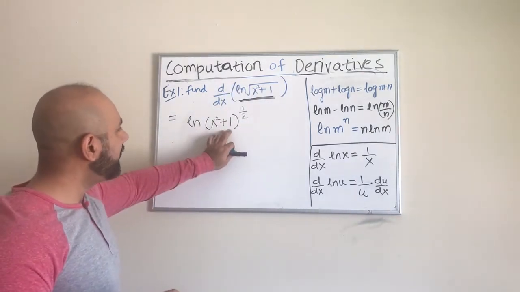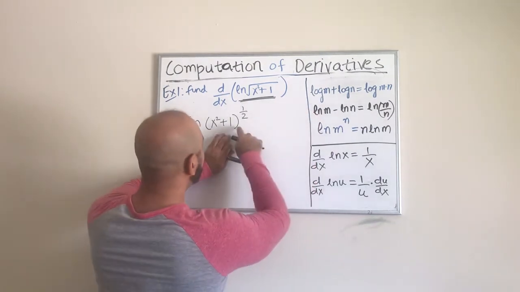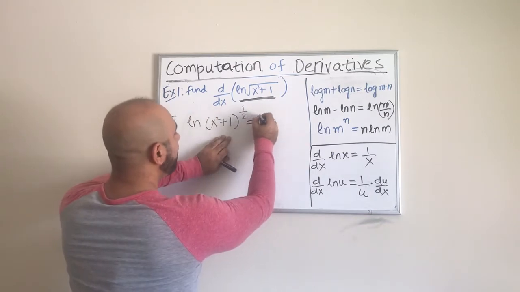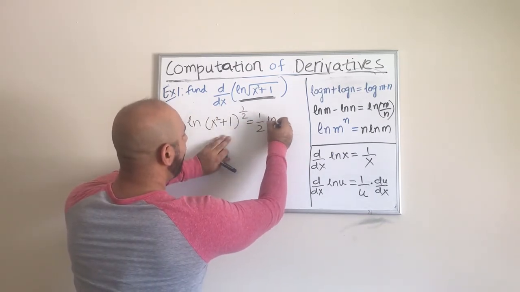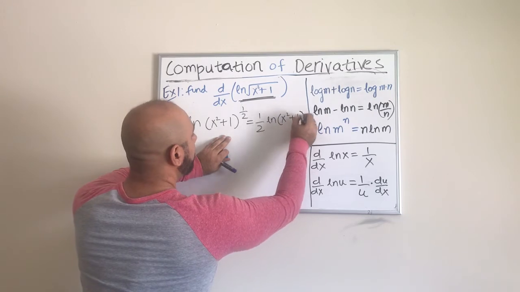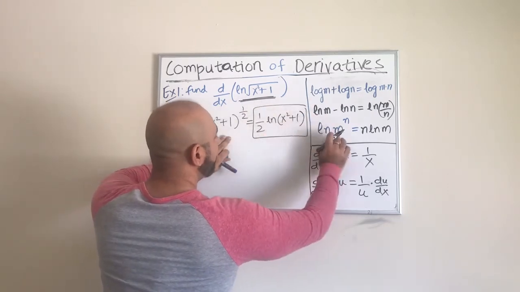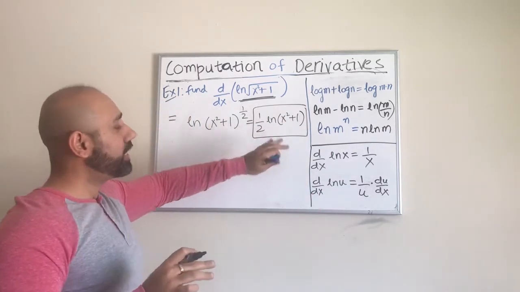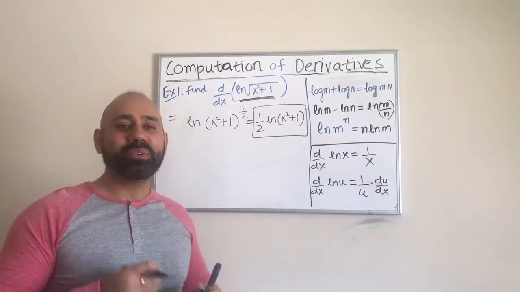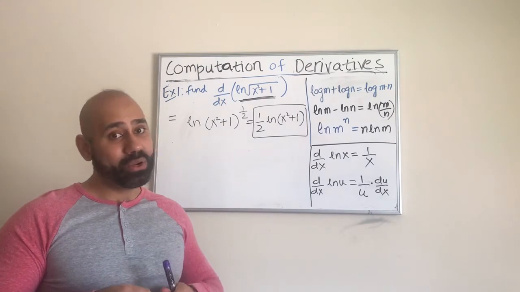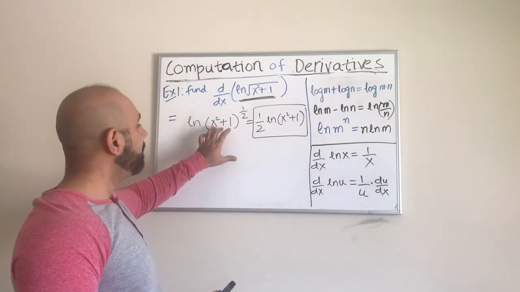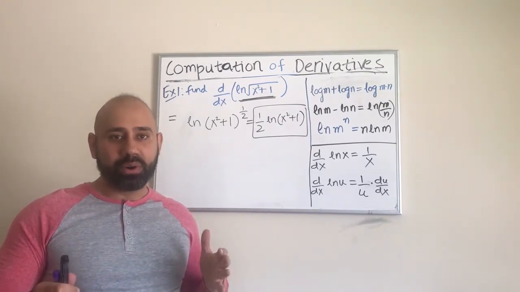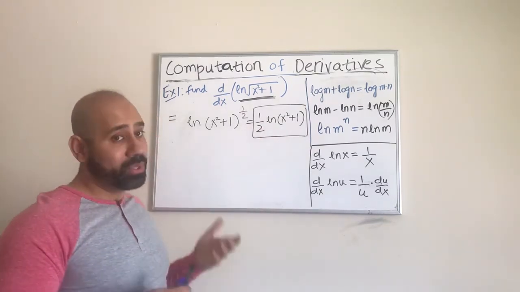When I see something like this, I look at the log properties and I can see that I can use the power property here. Using the power property, it would just become 1/2 times ln of x squared plus 1. Writing it as a product of 1/2 times ln of x squared plus 1 is going to make my life easier when I start actually writing the derivative of this function. If I just start without using the property, it's going to be more work for us to write the derivative, but with this, it's going to be easier.